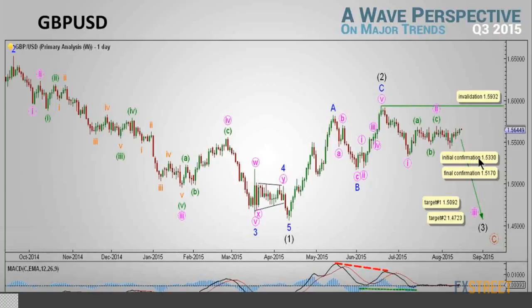This count would be initially confirmed by movement below 1.5330, and our confidence will be increased dramatically by movement below 1.5170. We have two targets for the completion of wave 3 pink. The first target is at 1.5092, as at that level wave 3 pink will reach equality with wave 1 pink. And the second target is at 1.4723, as wave 3 pink at that level will reach 1.618 the length of wave 1 pink.